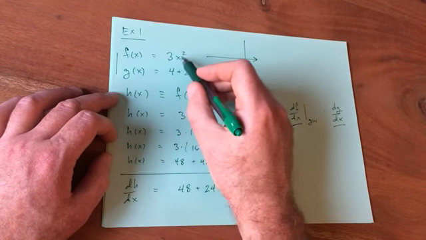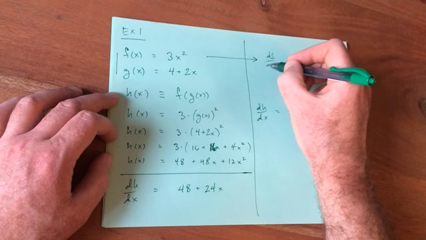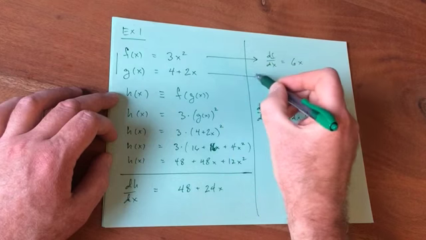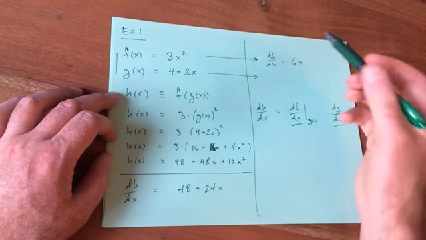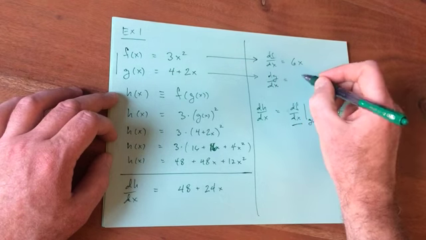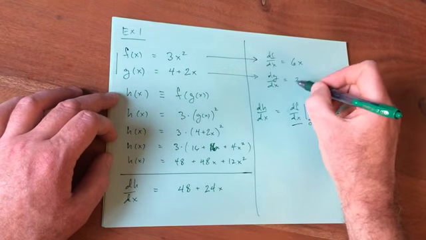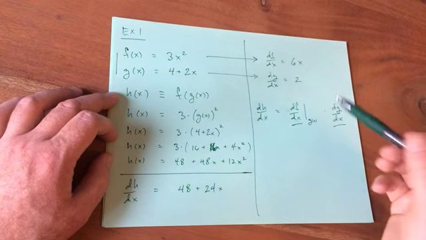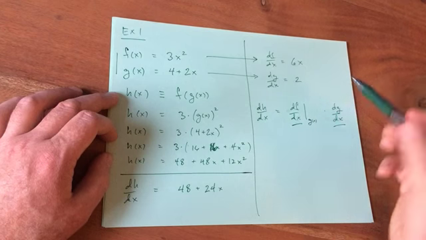F is given as 3x squared, so df/dx is just 6x. It's just a power rule. Okay, and likewise the derivative of g with respect to x is, 4 goes to 0, and then we just get a 2. Okay, so now this is the part that takes a little bit of thinking, so let's be careful.